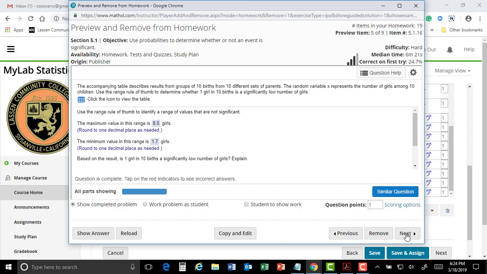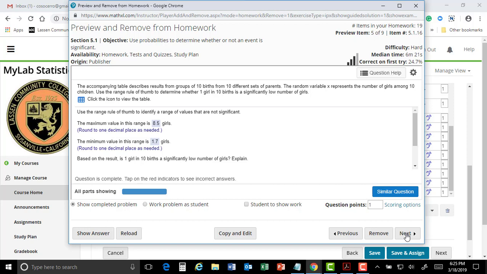Use the rule of thumb to identify the values that are not significant. So we have a table, and the table shows groups of 10 births and 10 sets of parents. Random variable x represents the number of girls among 10 children. Use the range rule of thumb to determine whether one girl in 10 is a significantly low number of girls. Would you expect that to be a low number? 1 out of 10? Yeah, it could happen though with a certain probability.